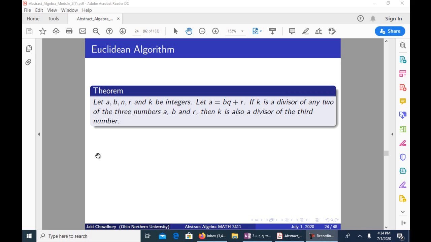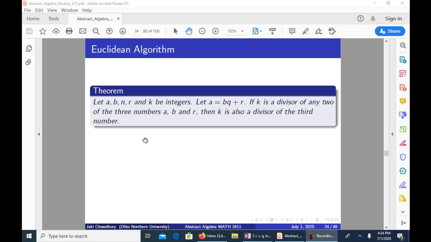Hello everyone, welcome back. The topic in this video is the Euclidean algorithm. This is an algorithm to find the GCD of two integers. Here we'll be talking about finding the GCD of the integers a and b.